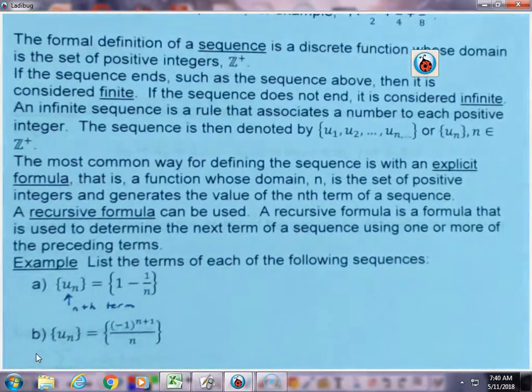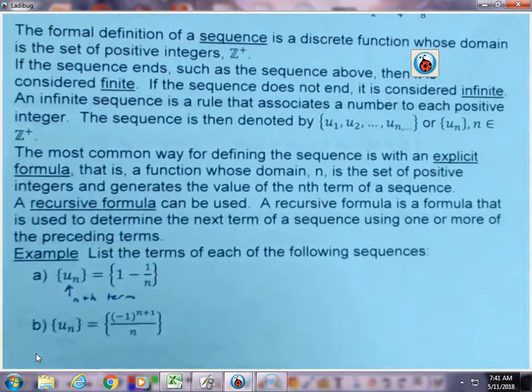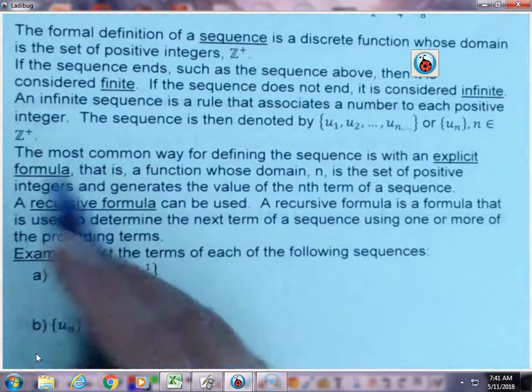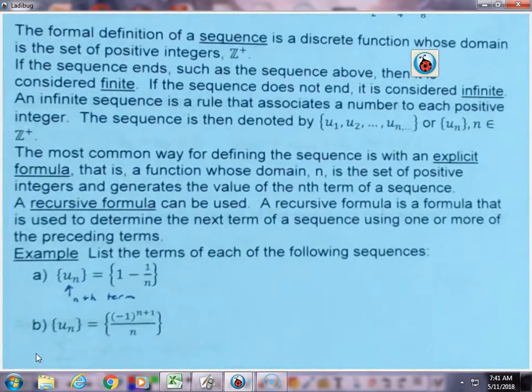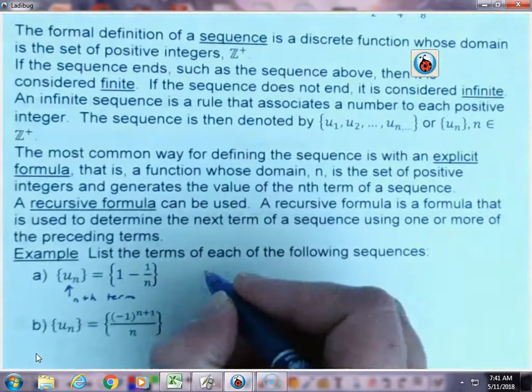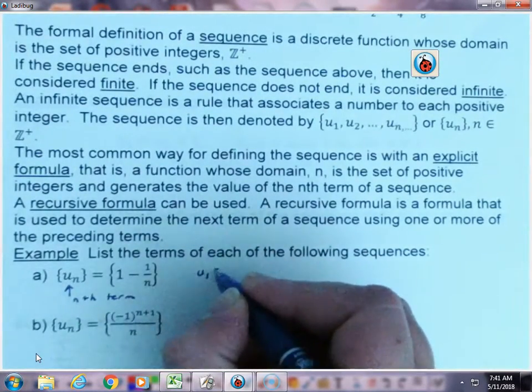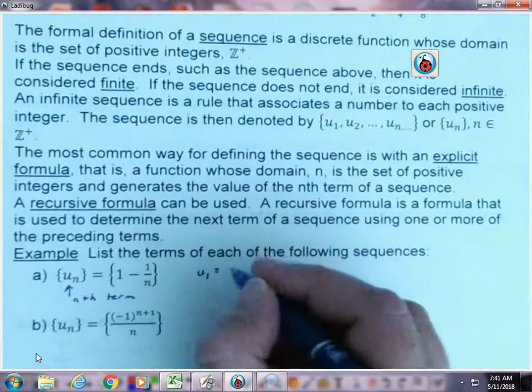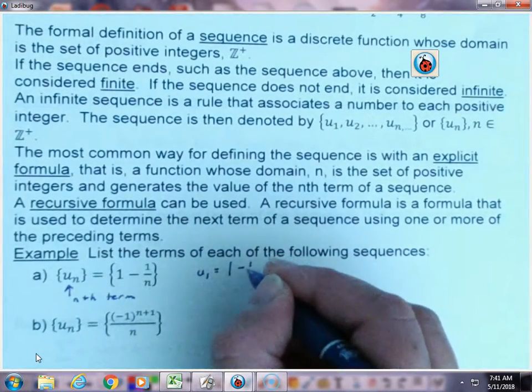Okay, and so to figure out some terms in the sequence, you start with 1. That's why we said positive integers. Okay, so the first positive integer is 1. You substitute in 1, then 2, then 3 to find all your terms. Okay, so if I substitute in, u sub 1 would mean the first term. So you'd put in 1 minus 1 over 1.